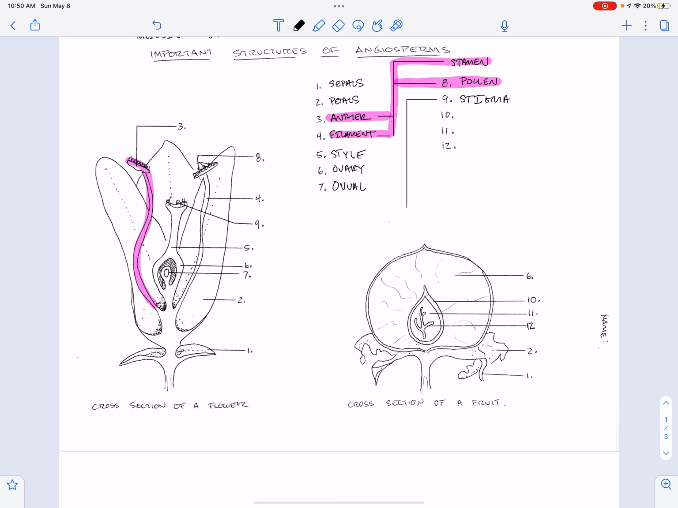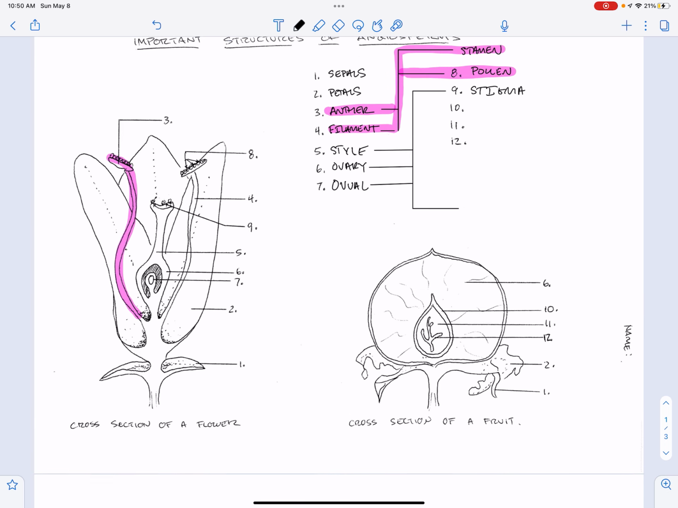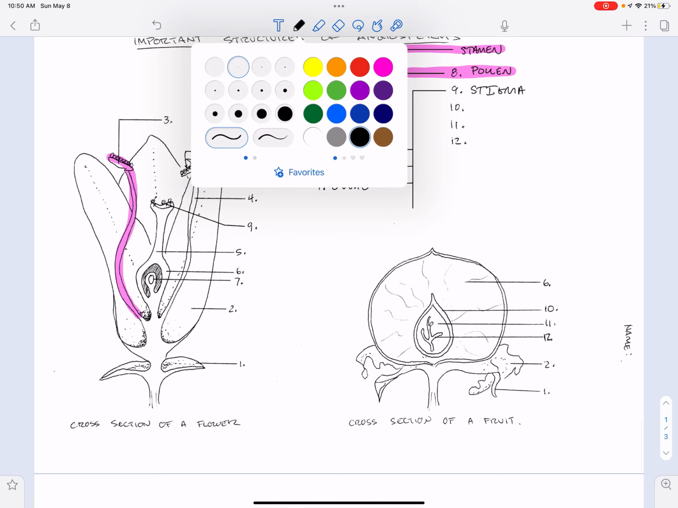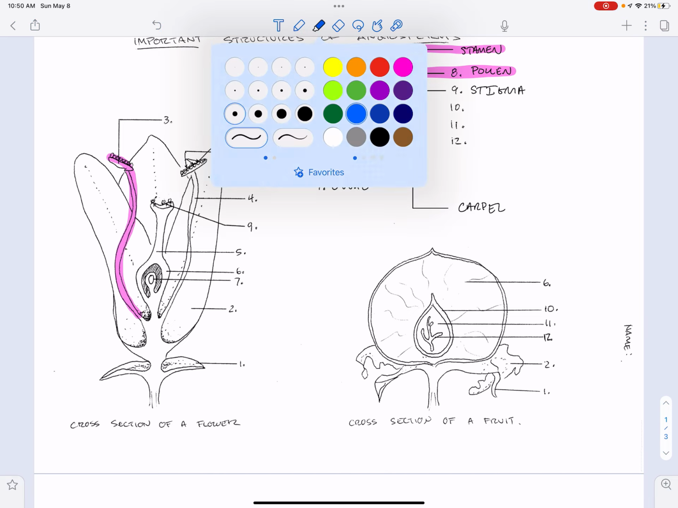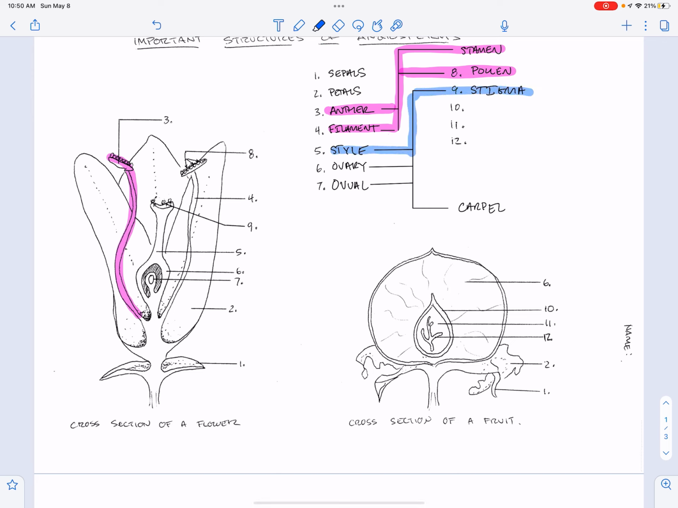Okay, so the stigma plus the style, ovary, and ovule are all part of the female reproductive part of the flower called the carpel. So style, ovary, and ovule. All part of the female reproductive organ of the flower called the carpel.